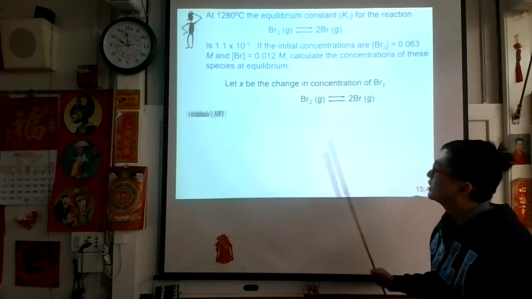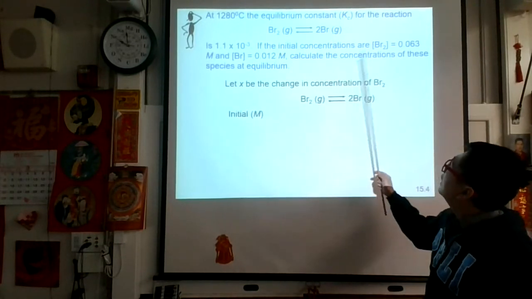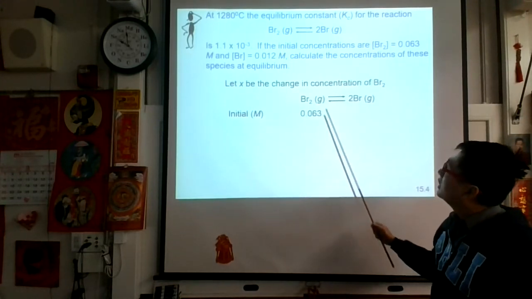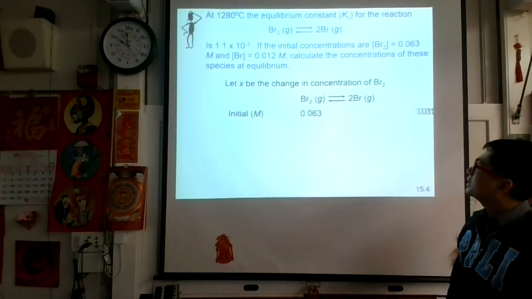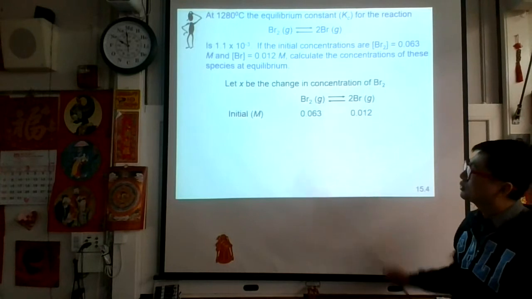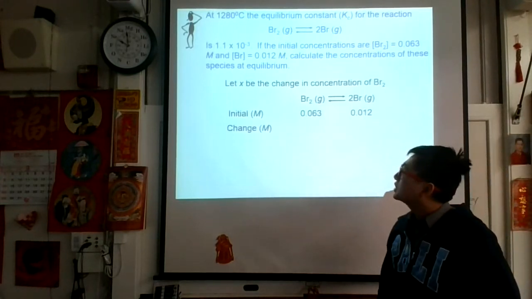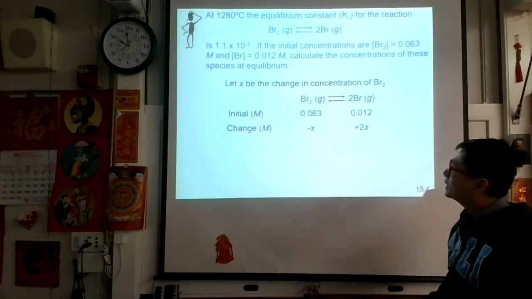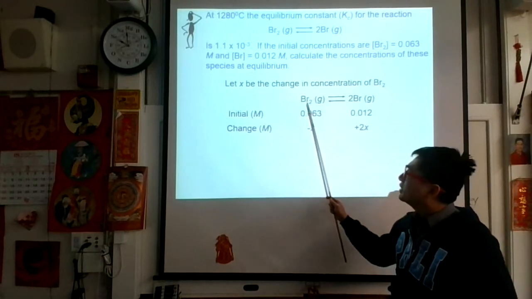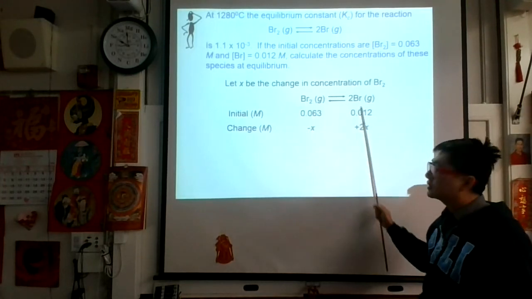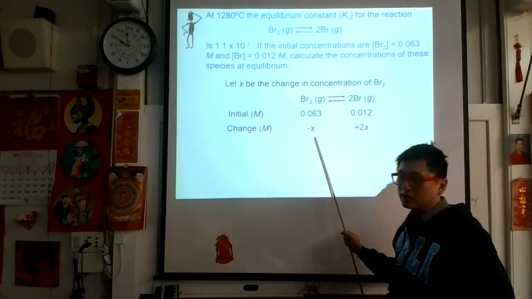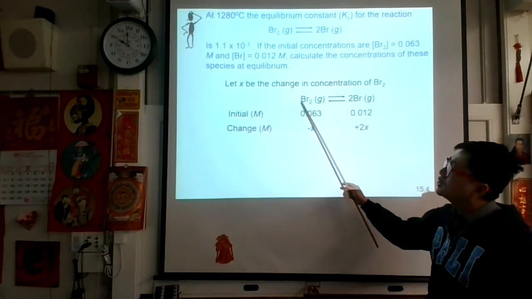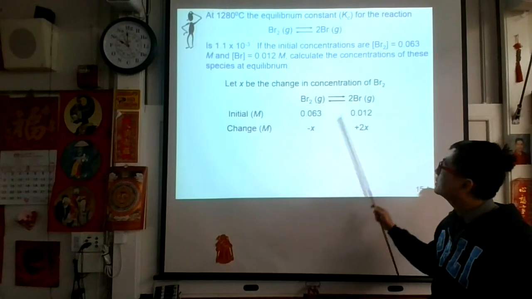So here's the equation again. What I'm given is the concentration of Br2, which is 0.063, and the concentration of Br initially is 0.012. Here's my original equation, but they're going to change. This is where I say Br2 will go down by x, and Br will go up by 2x. Usually we say reactants go down, minus x, and this goes up, plus x. But why is this plus 2x?